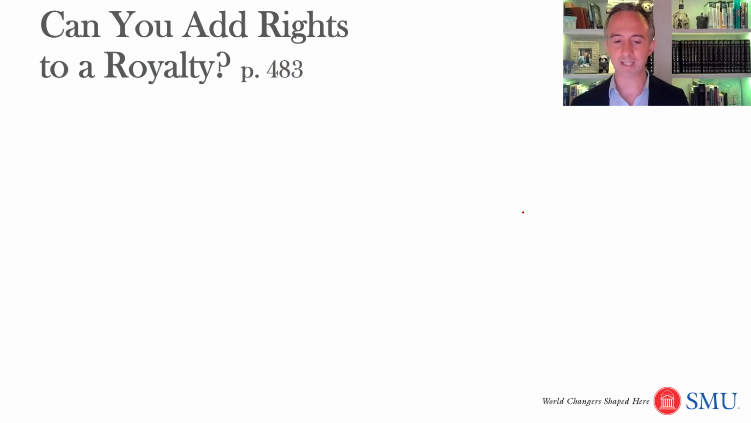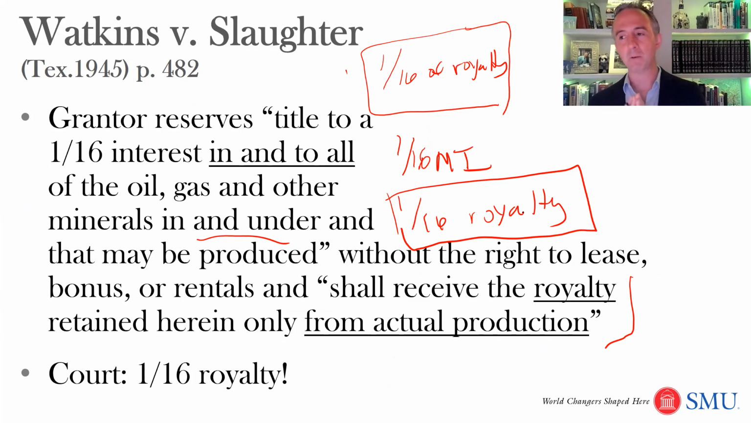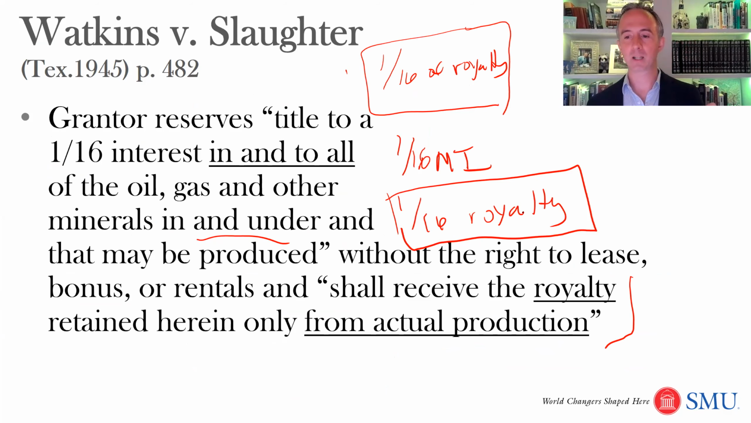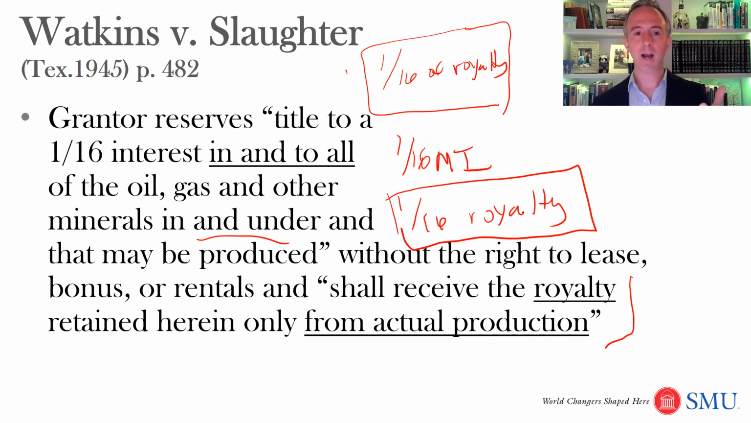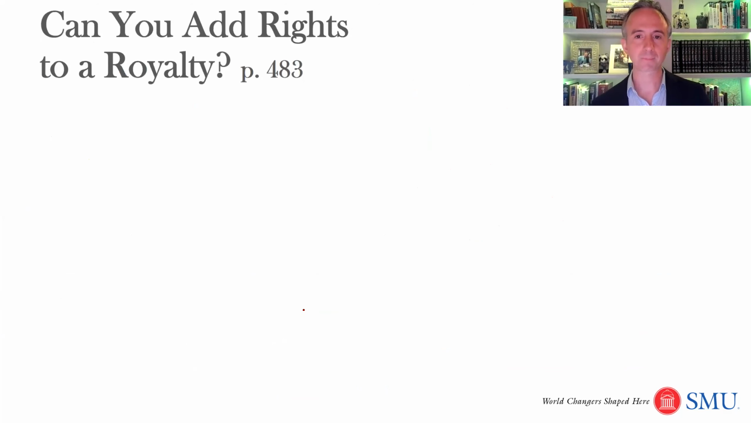So those cases remain in tension. I would do your best to try and make sense of what the difference is. Maybe the difference is that in the French versus Chevron case, it sounds like the instrument is trying to make the interest sound small. It says, look, it's a royalty interest only. You're taking it out. Whereas in Watkins versus Slaughter, it says from actual production, which makes it almost sound like a full royalty.